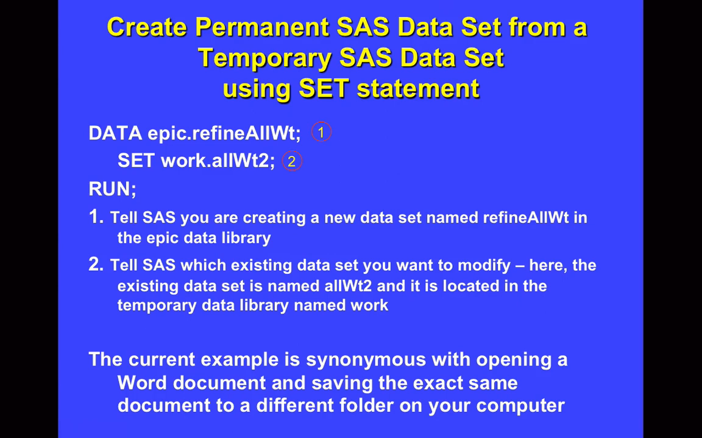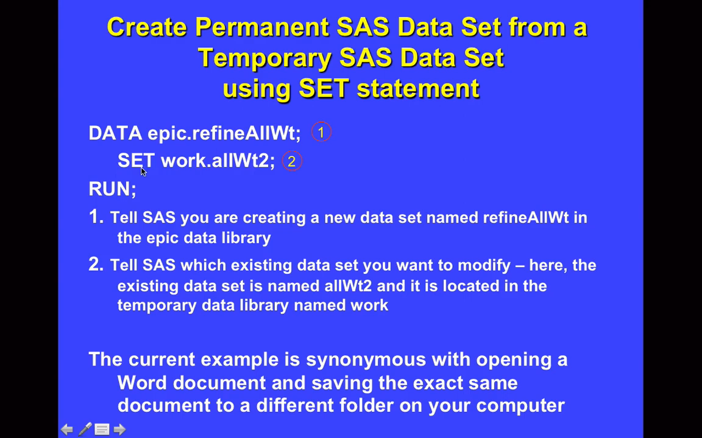And to do that, you can use this basic approach, which is fairly intuitive based on what we've learned so far. So the basic approach is that you, again, use a data statement to start a data step. In that data statement, you specify the name of your new SAS data set and the location. So refine allwt is the name of your actual data set, and the location will be the Epic data library, which is a permanent SAS data library.